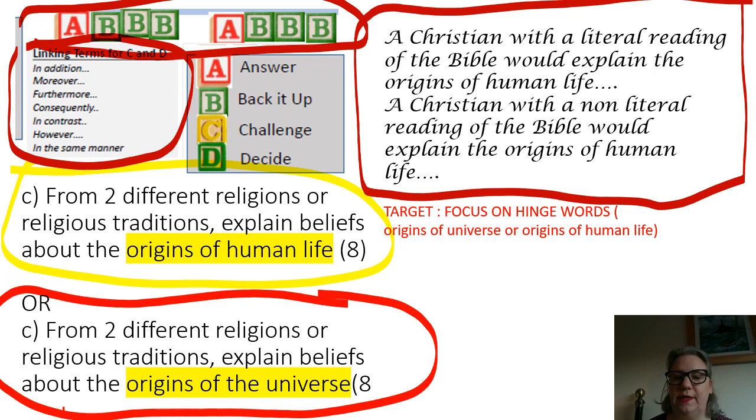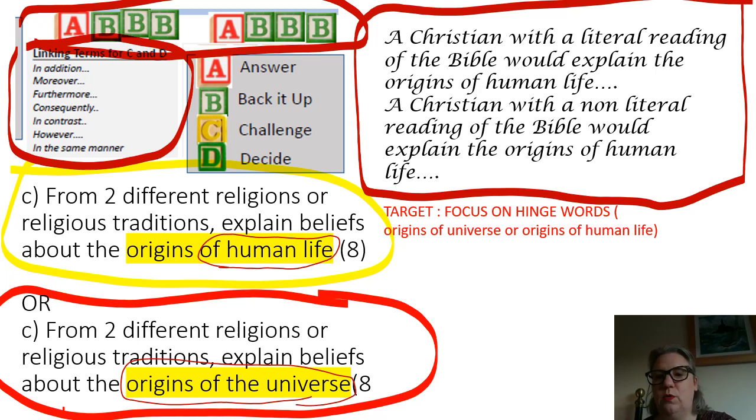Before you start to write, you're going to set yourself a target at the top, which is to focus on the hinge words. They're the really important words in the question that the question hangs on, really. And so if you're doing this question on human life, that is going to be the hinge word. Okay, if you're doing origins of universe, they're your hinge words. Obviously, if you were doing the second one, you would change your paragraph starters to the origins of the universe.